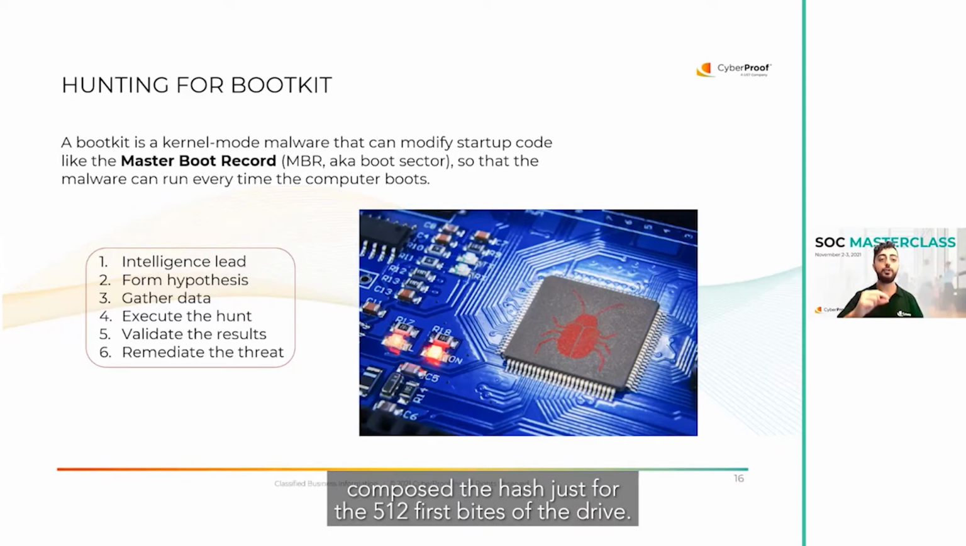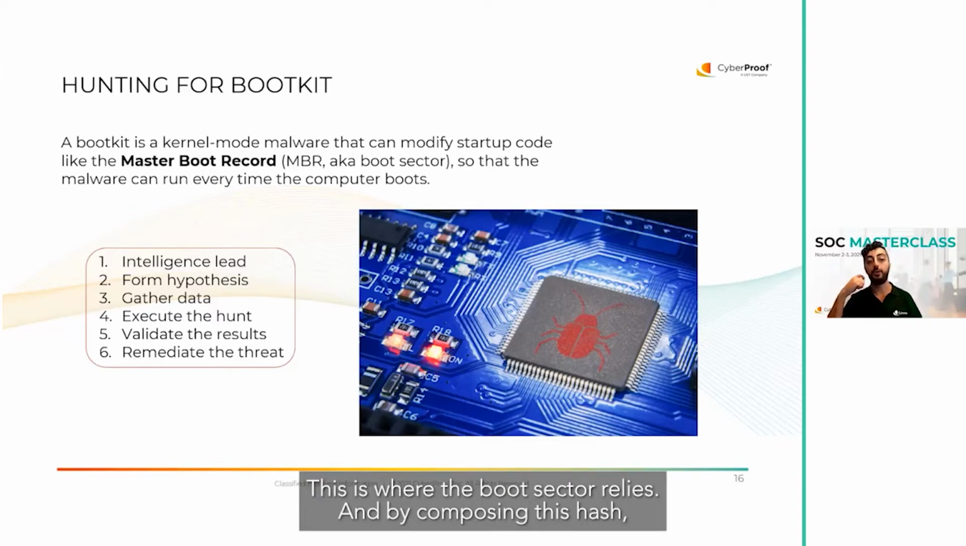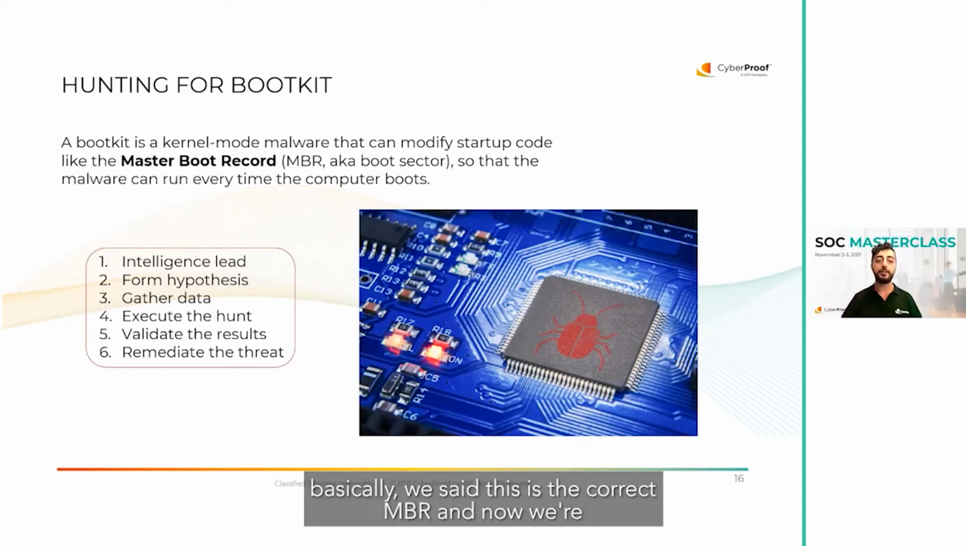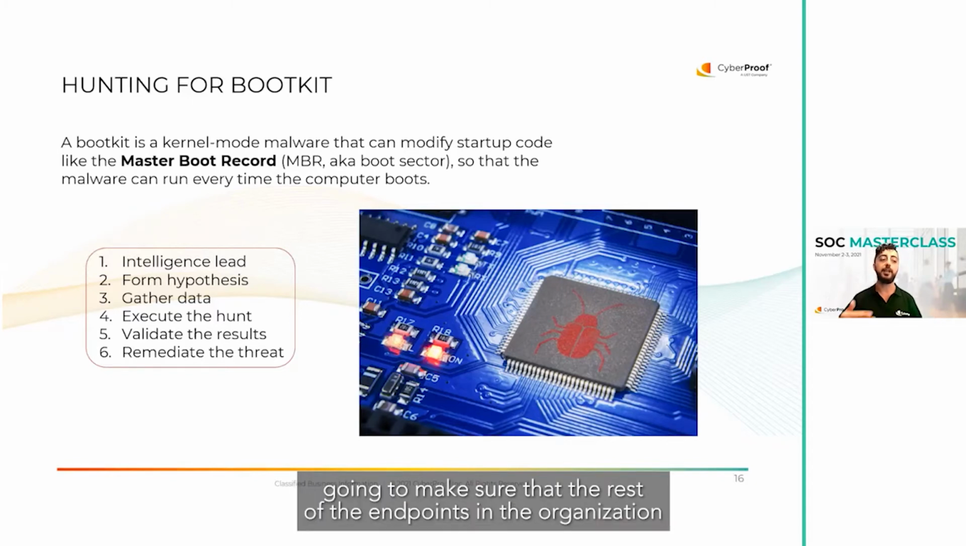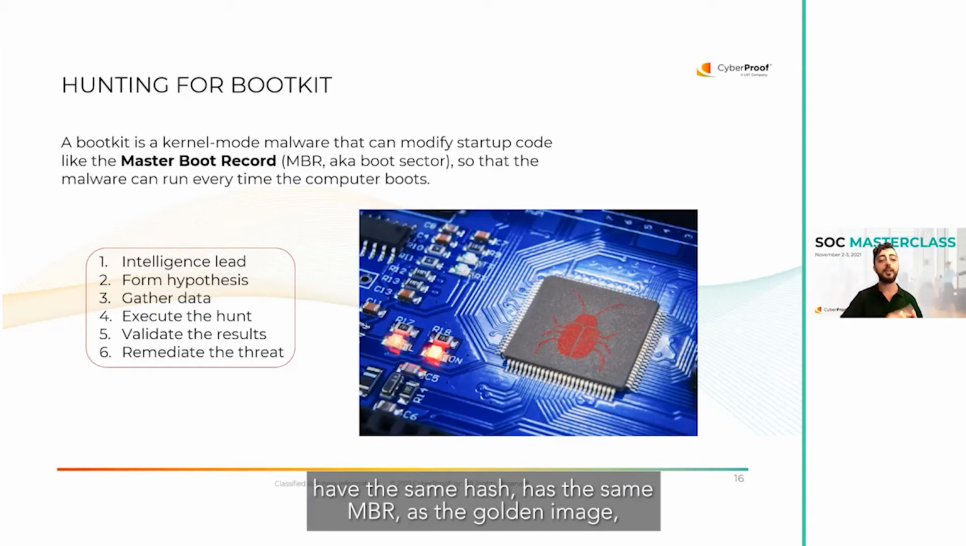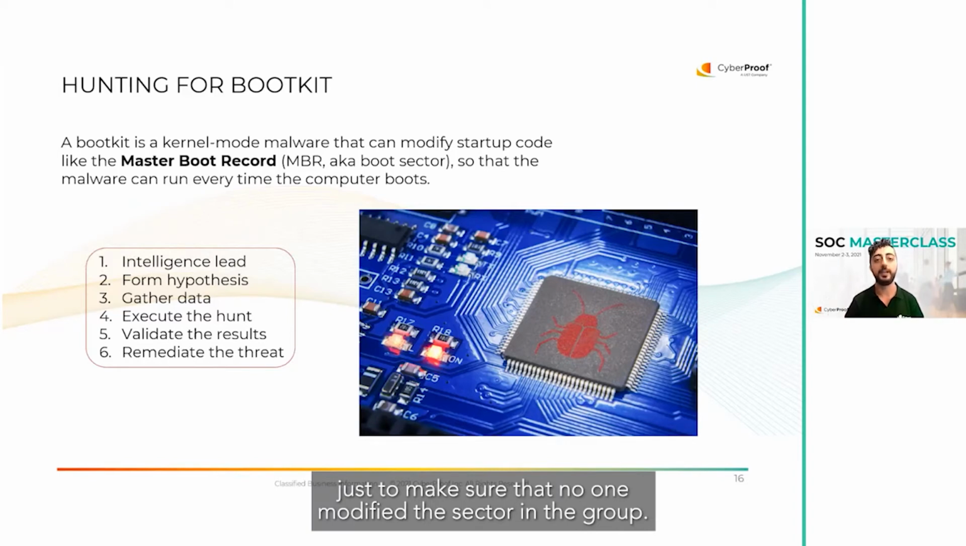composed a hash just for the first 512 bytes of the drive. This is where the boot sector resides. And by composing this hash, basically we said this is the correct MBR, and now we want to make sure that the rest of the endpoints in the organization have the same hash, the same MBR as the golden image, just to make sure that no one modified this sector in the boot.